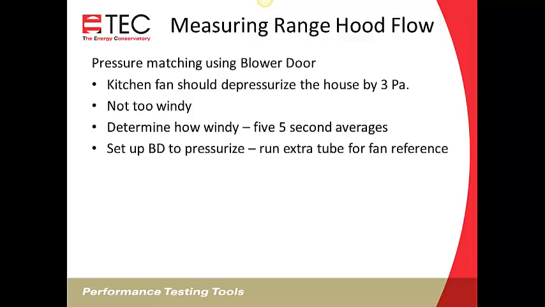So we need to turn the Duct Blaster Fan around so our rings are on the outside of the house now. We need to run an extra tube for the fan reference. So we need an extra tube going to the outdoors, going to the lower right tap on your gauge, the fan reference pressure, the channel B reference, is where we want to connect that tube so we get an accurate blower door reading in this case.